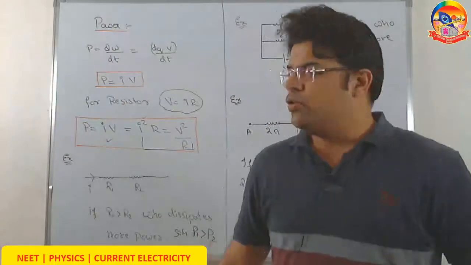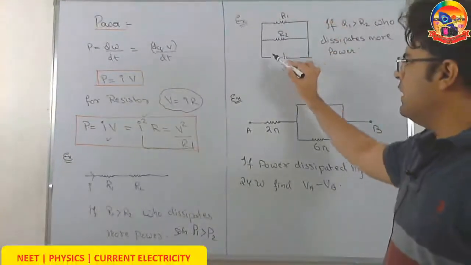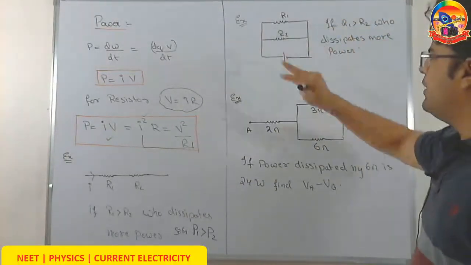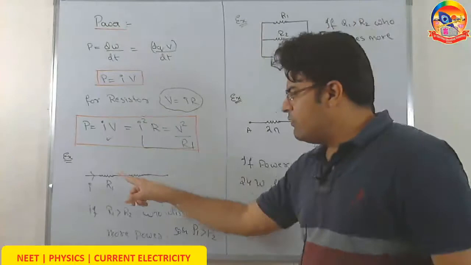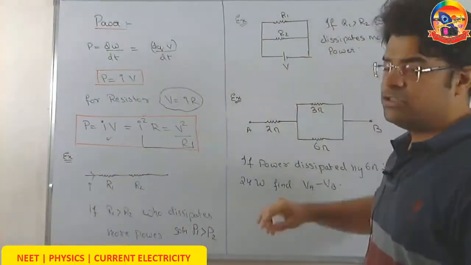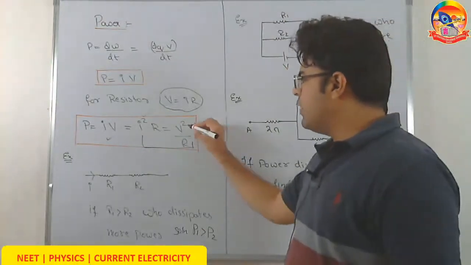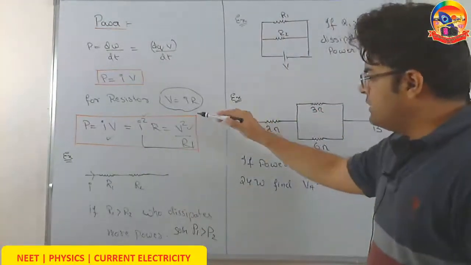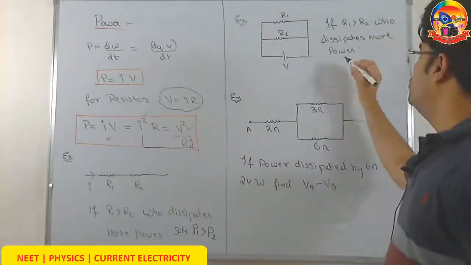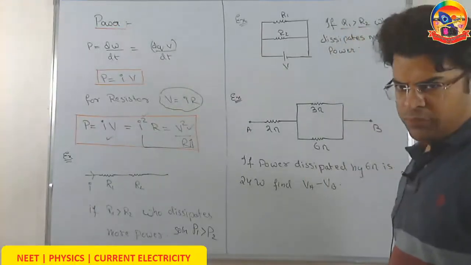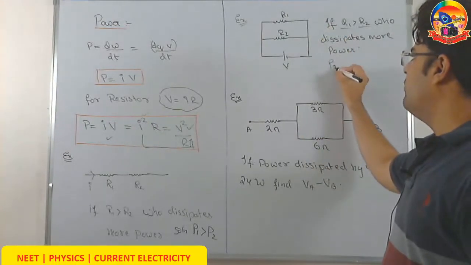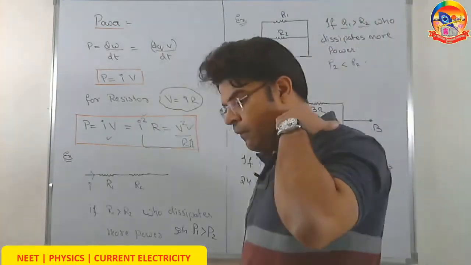Next example. Now you have got same resistors R1 and R2 but connected in parallel to a battery of potential V. If R1 is greater than R2, who dissipates out more power? Last time they were connected in series, so the current flowing through them was same. This time they are connected in parallel, so the potential drop across them is same. This time using V square by R, it's better to compare. Since the potential drop across both is same, so the one having higher resistance will dissipate less power. So since R1 is greater than R2, the power dissipated by resistor 1 will be less than the power dissipated by resistor 2.